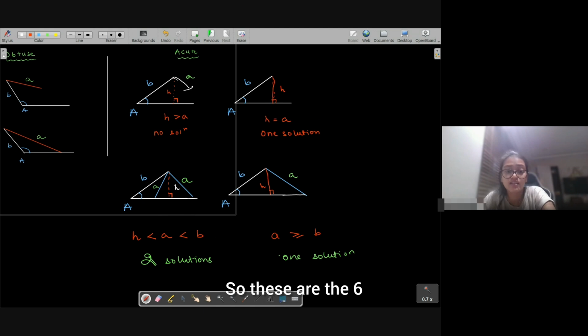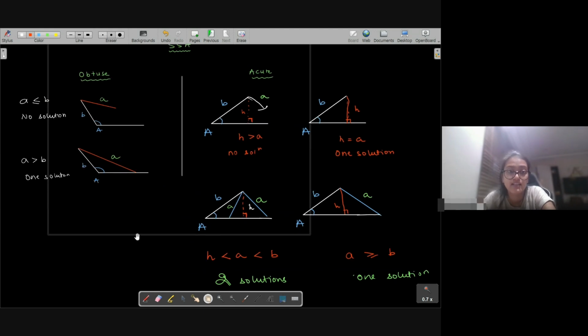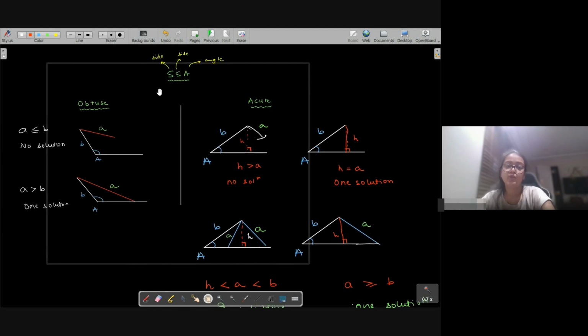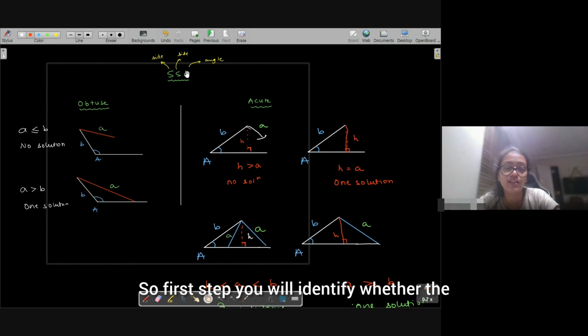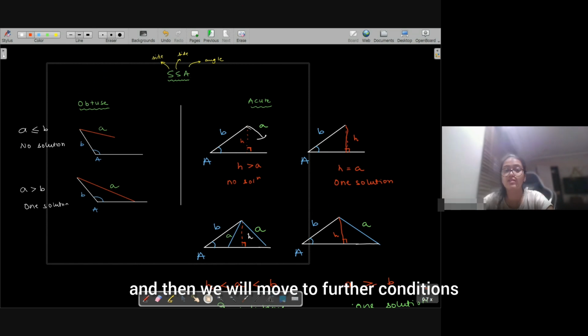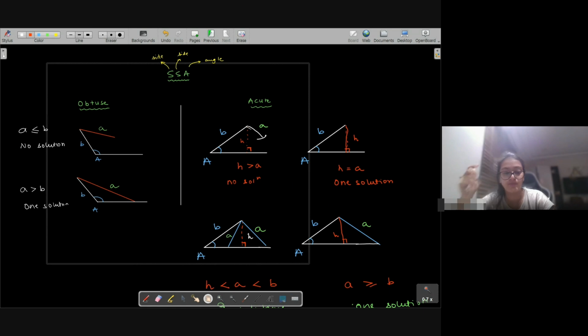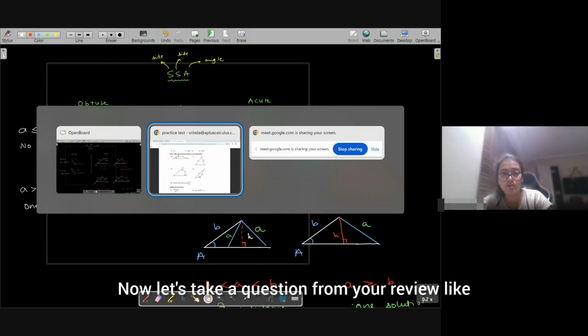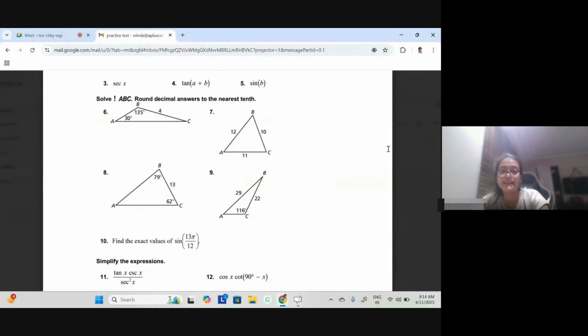So these are the six cases for SSA. Okay, so first step, you will identify whether the given angle is acute or obtuse. And then we will move to further conditions. Now let's take a question from your review. Like if you see number 9. Number 9 is a case of SSA.